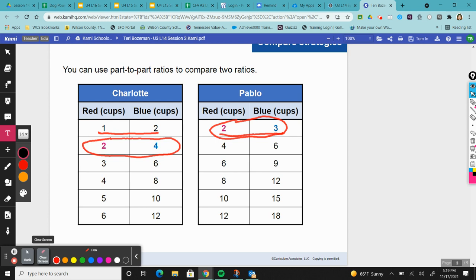So when we look at this, what I'm hoping we notice is that the amount of red is the same. So if we want to compare the blue, the red has to be the same. If we were wanting to compare the red, the blue would have to be the same, okay? So they made the red the same so that they could compare the blue, all right? And they did that by making a list of equivalent ratios for the ratio for each, all right?